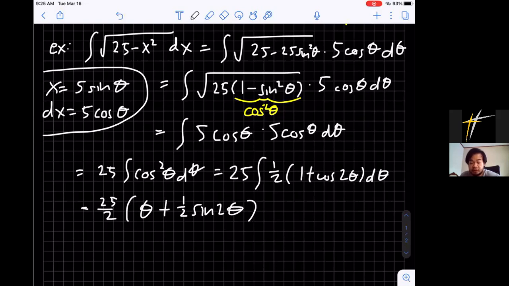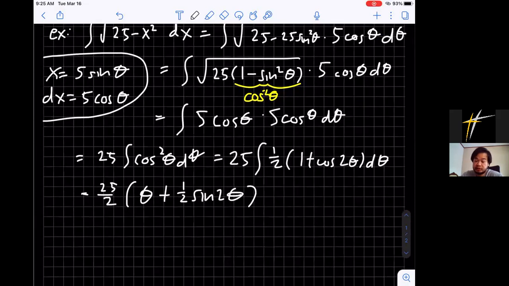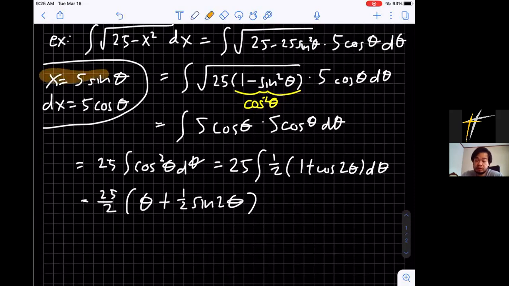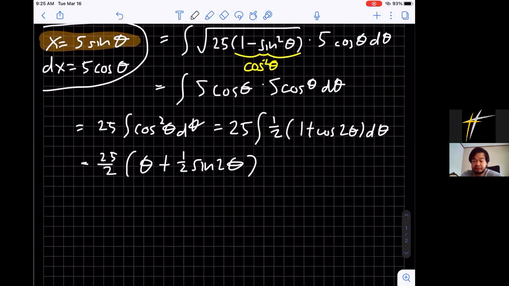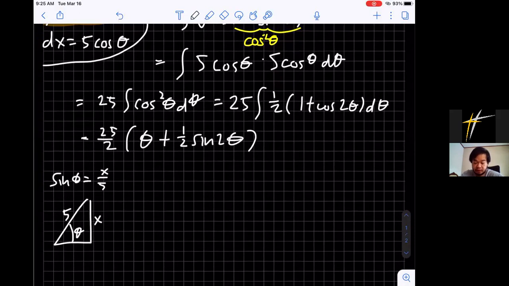But right now, we still have it in terms of theta, yeah. The original problem is in terms of x, right? So we need to change it. So how do we change it? We use this assumption, yeah. If x equals 5 sine theta, then sine theta is equal to x over 5, right? So it means that if we create a triangle with this as theta, then this will be x, this will be 5, and this will be square root of 25 minus x squared.